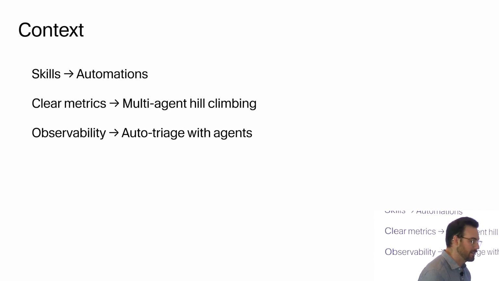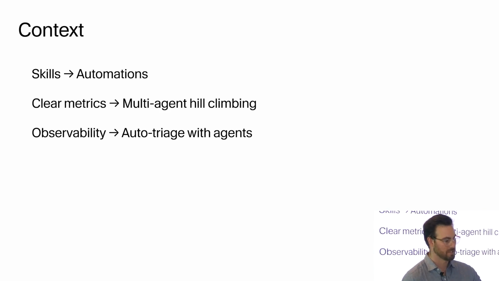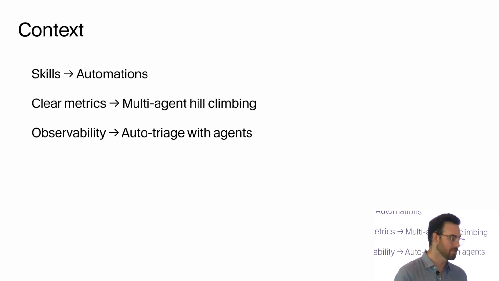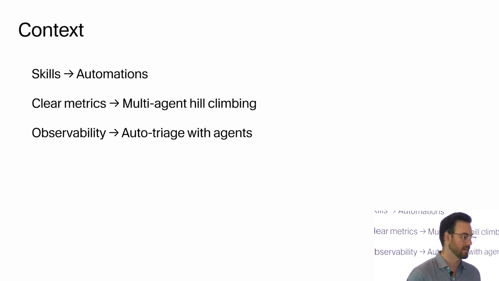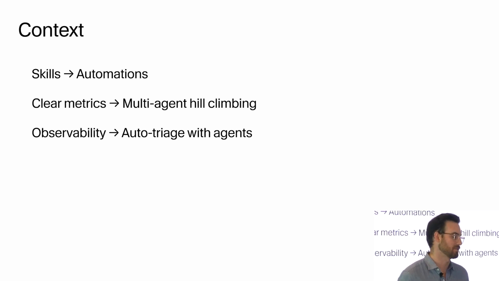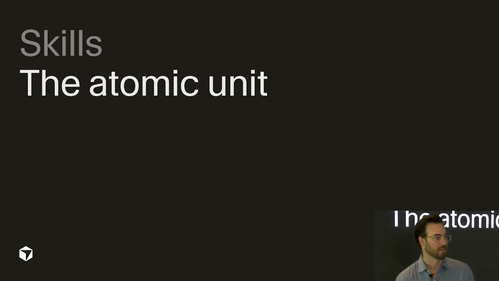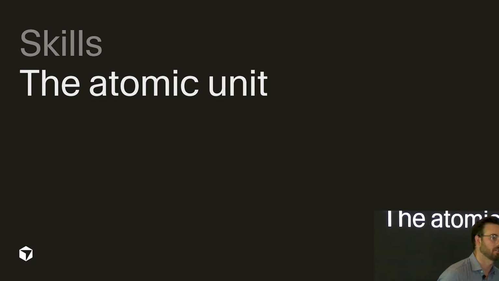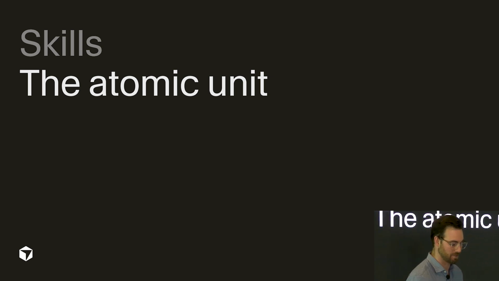From the context side, a lot of this for us is a function of skills that we can define, metrics that we can use for hill climbing and other kinds of techniques, and then having the right kinds of observability that we build into specific use cases from there. Starting with the skills piece, this is really where we spend a lot of our time, even as it relates to evaluating and verifying the results.